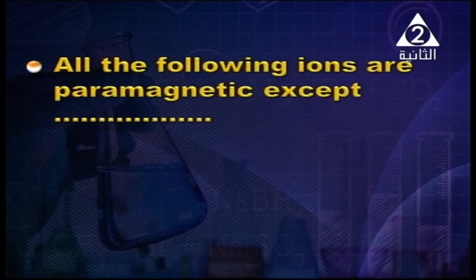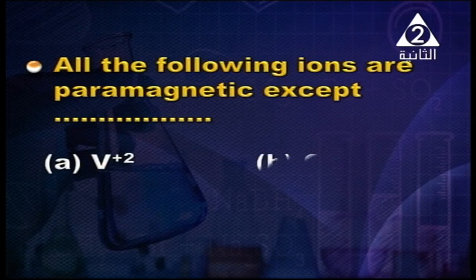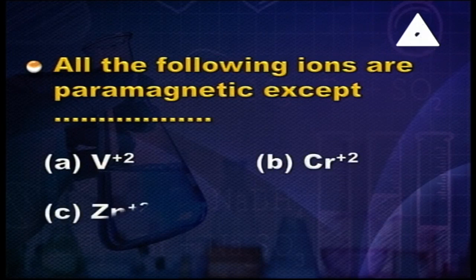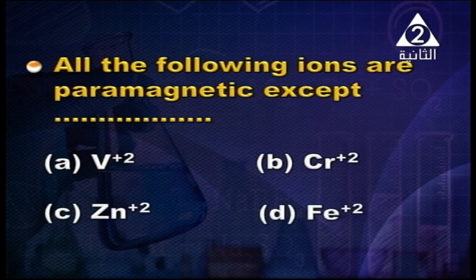Next point. All the following ions are paramagnetic except what? Vanadium positive 2, chromium positive 2, zinc positive 2, iron positive 2. If you think about it, my dear student, you will find the answer is zinc positive 2. This is the only ion here that is diamagnetic, as the zinc has completely filled the sublevel in the ionic state positive 2 also.